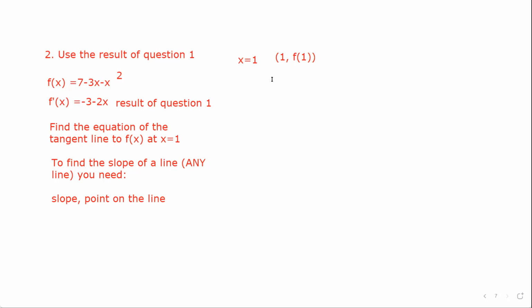So this is 1. Do you need me to do the arithmetic or can you? What is the result? F of 1. Okay, so 7 minus 3 minus 1, so that's 3. That's right. So f of 1, what you did was you plugged it in here: 7 minus 3 times 1 minus 1 squared.